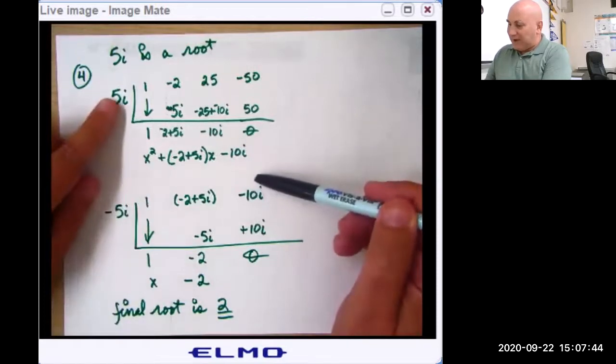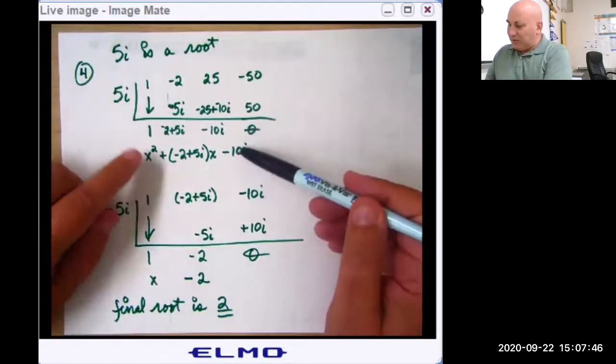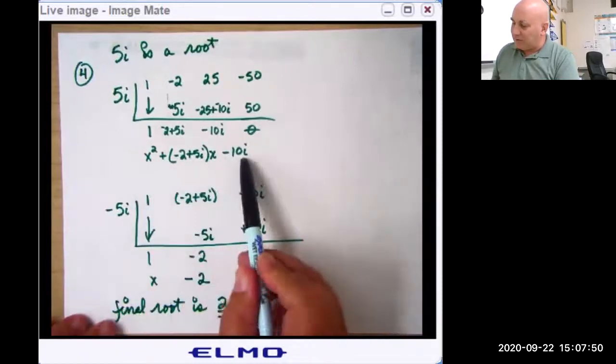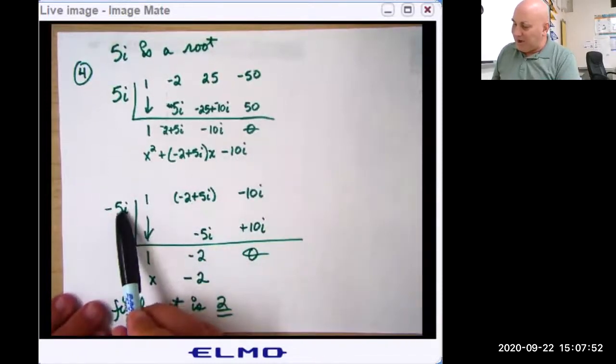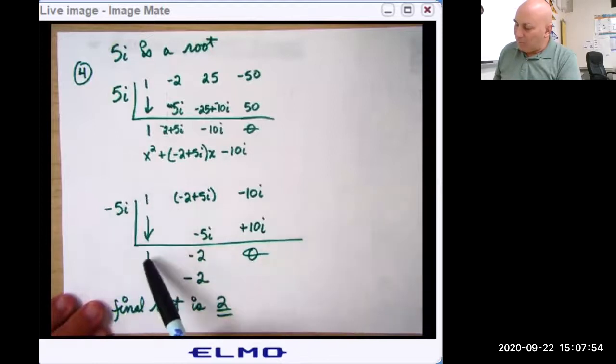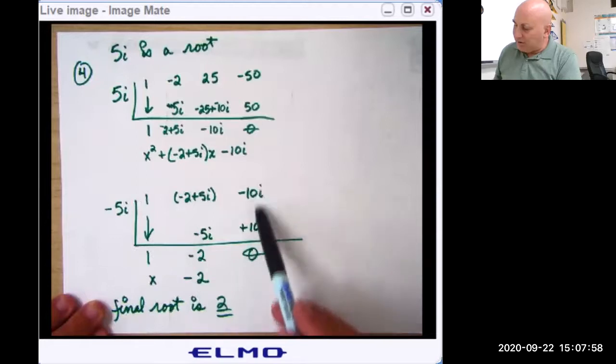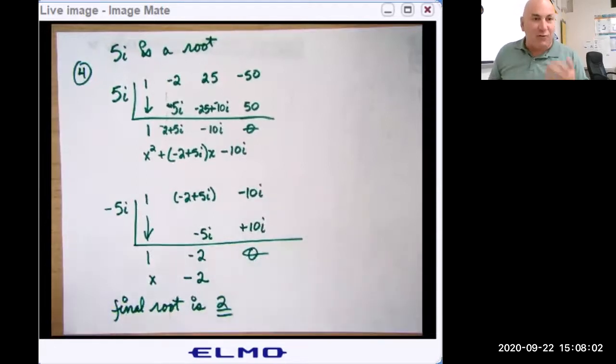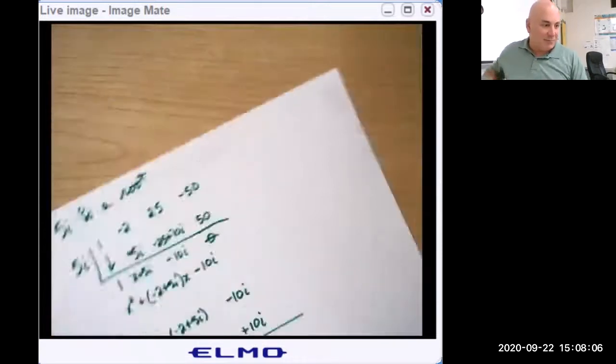We know that 5i is a root, so we know that negative 5i must be a root of this. So there's our negative 5i. 1 times negative 5i, negative 2. Oh, look at that, comes out perfectly. So our last root is 2. So 4 different ways we were able to get those roots.